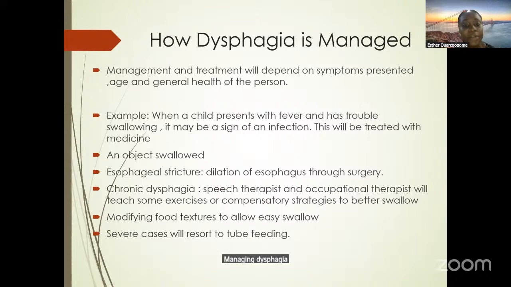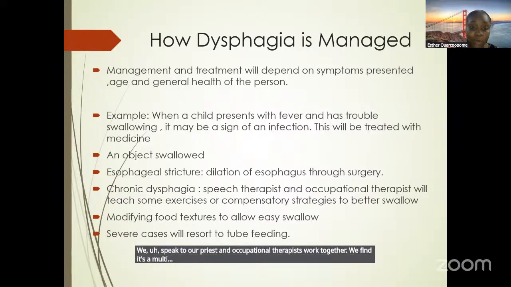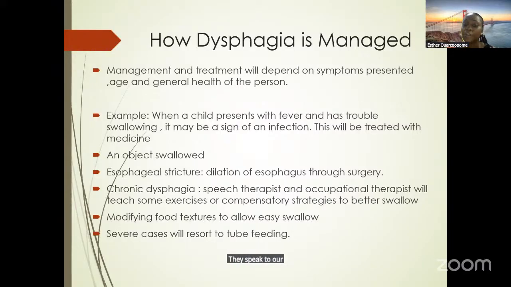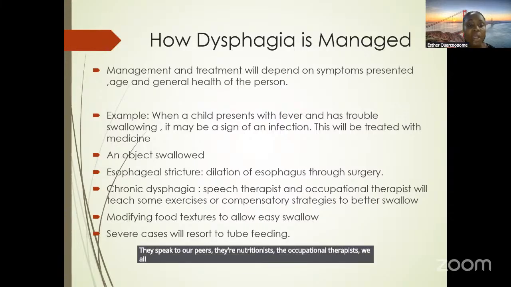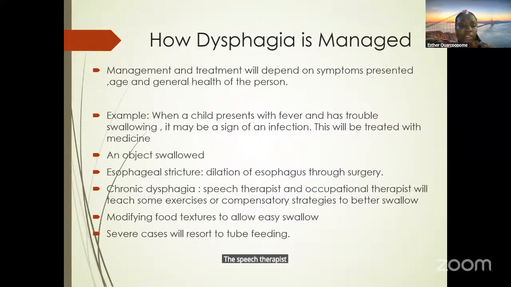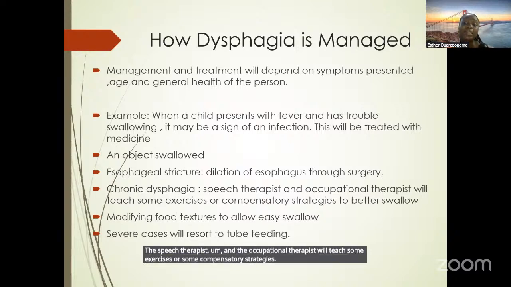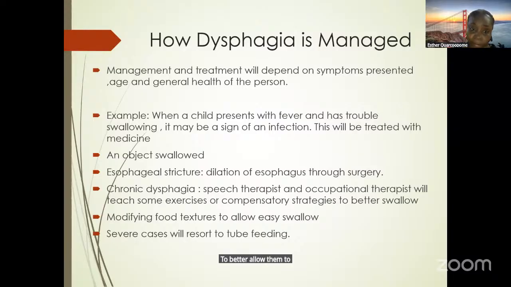But when we have chronic dysphagia, like the one in stroke, we speech therapists and occupational therapists work together, as a multidisciplinary team where everyone is in charge. The speech therapist, the nutritionist, the occupational therapist, we all come together to help persons like this. The speech therapist and the occupational therapist will teach some exercises or compensatory strategies to better allow them to swallow well.